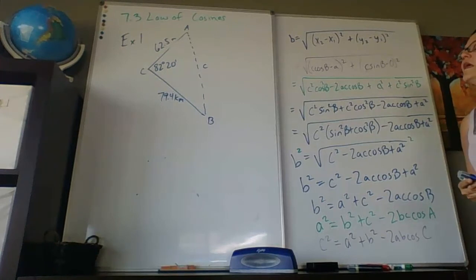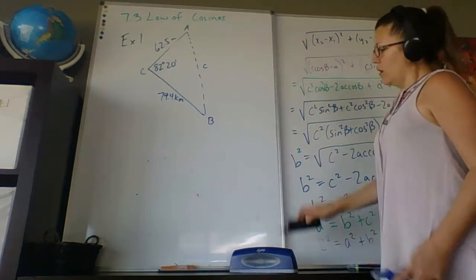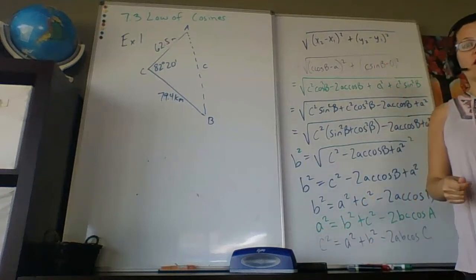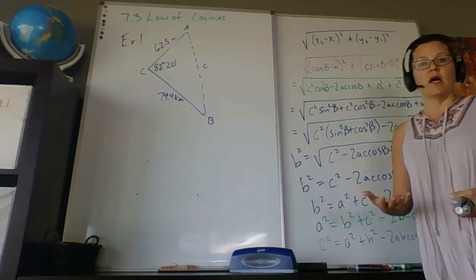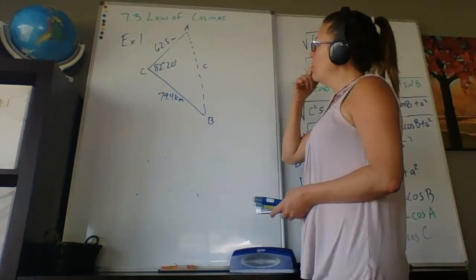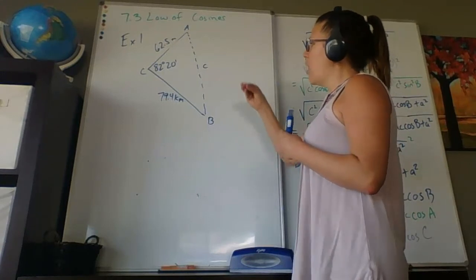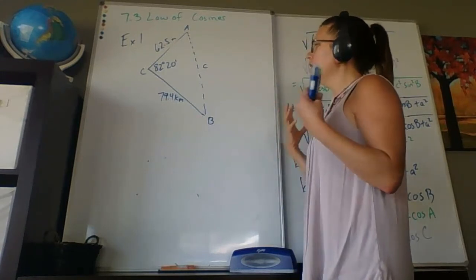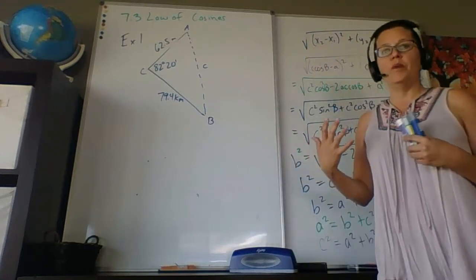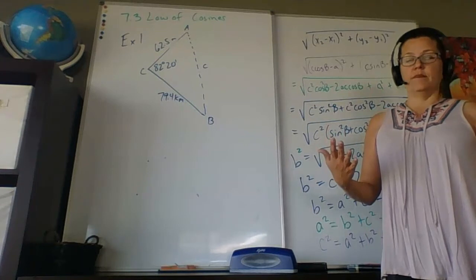So whenever we are trying to solve a triangle that is not a right triangle, the first thing we want to do is try and apply the law of sines. However, we can see here that we don't have any of the angles and sides that are opposite each other. So there's not enough information to be able to use the law of sines. That's when the law of cosines comes in.